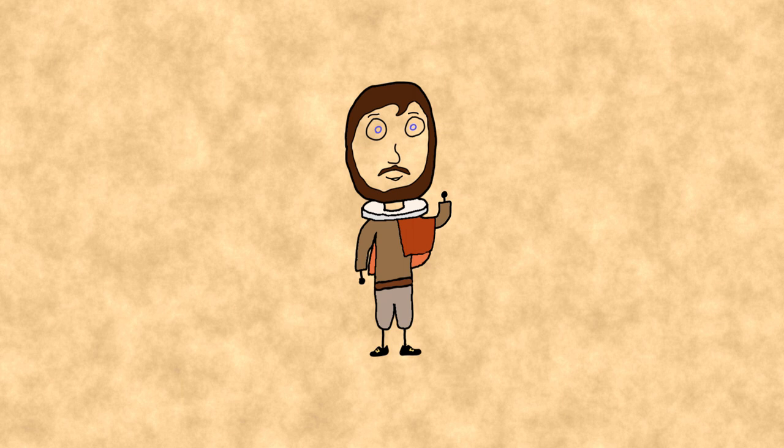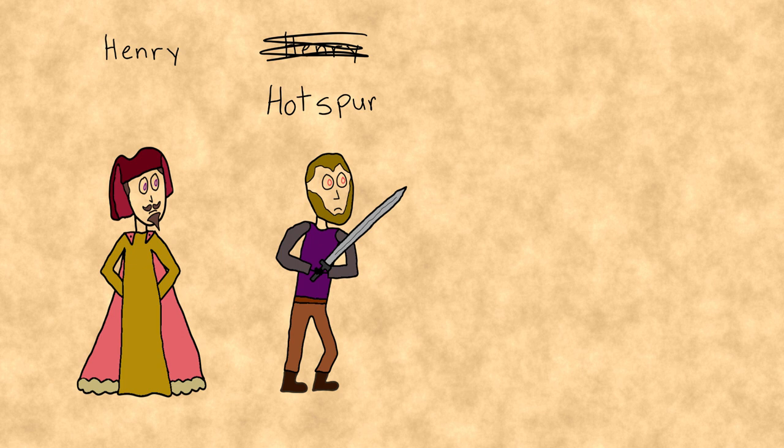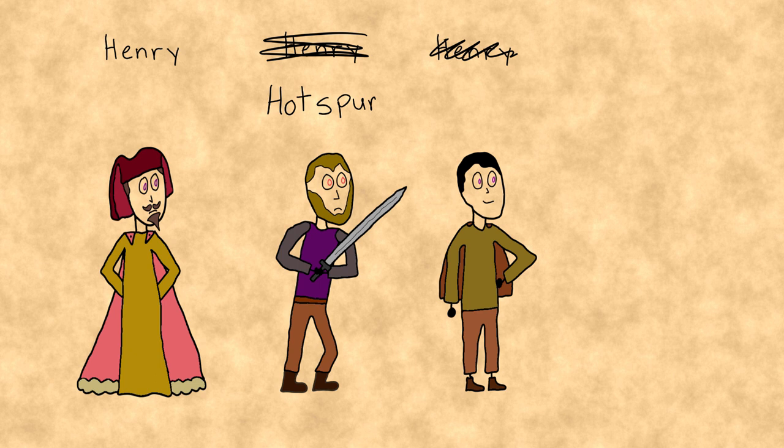The plot of this play focuses on two groups of characters. This is Henry. He's the King of England. And here's the lead antagonist of our play, Henry. Oh, but we're gonna call him Hotspur. On the other side of the story, we have King Henry's son, Henry. Nope, we're not doing that. We're gonna call him Harry.